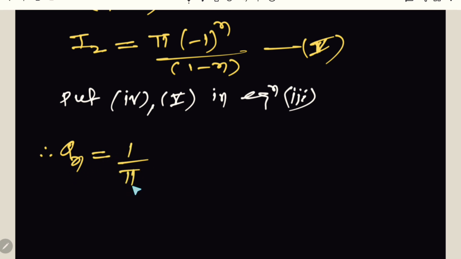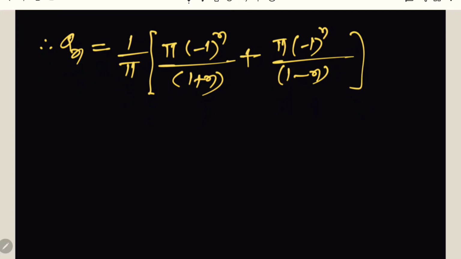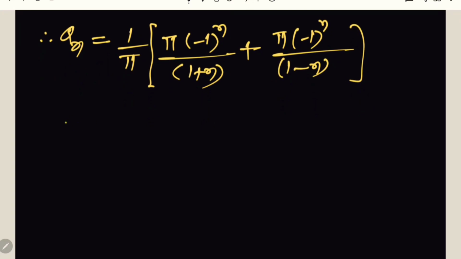The value of I1 is pi multiplied by minus 1 raised to n whole divided by 1 plus n. This is equation number 4. And the 5th one is pi into minus 1 raised to n whole divided by 1 minus n. From these two terms we can take pi into minus 1 raised to n common, and whole divided by pi.